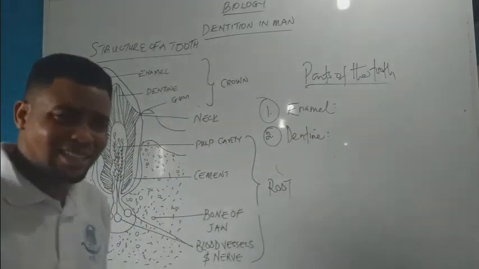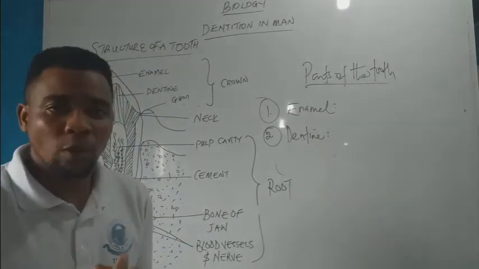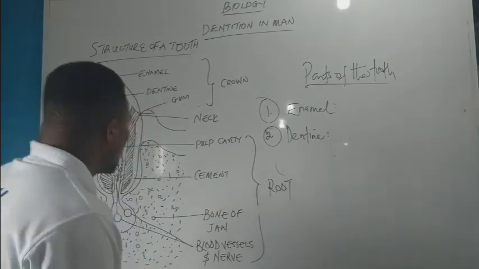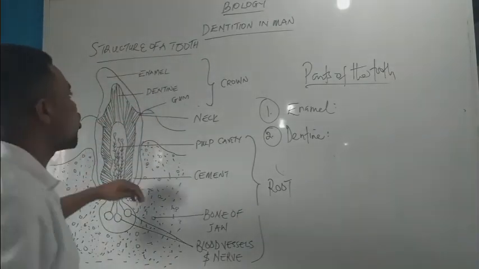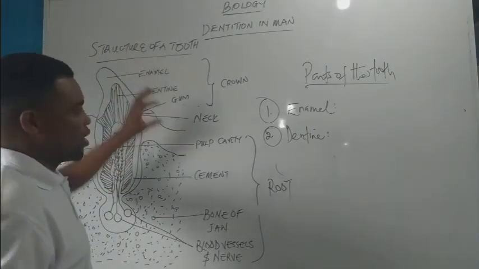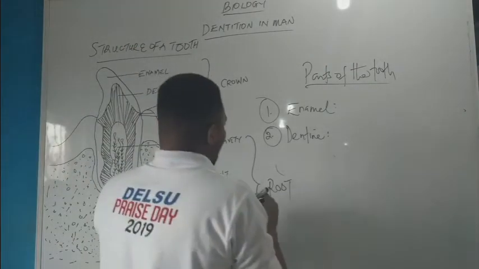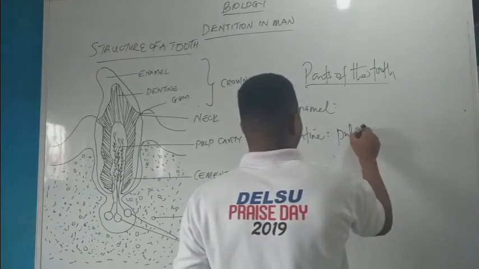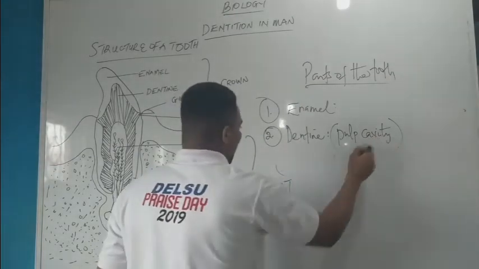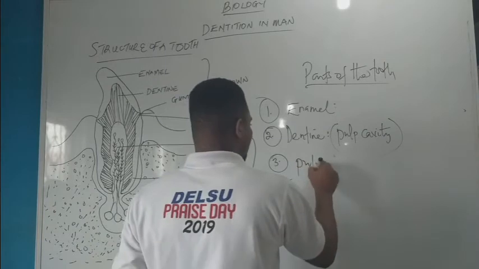Now, the dentin is a soft substance which is found below the enamel. It comprises the pulp cavity. So let me go ahead and explain what this pulp cavity means.